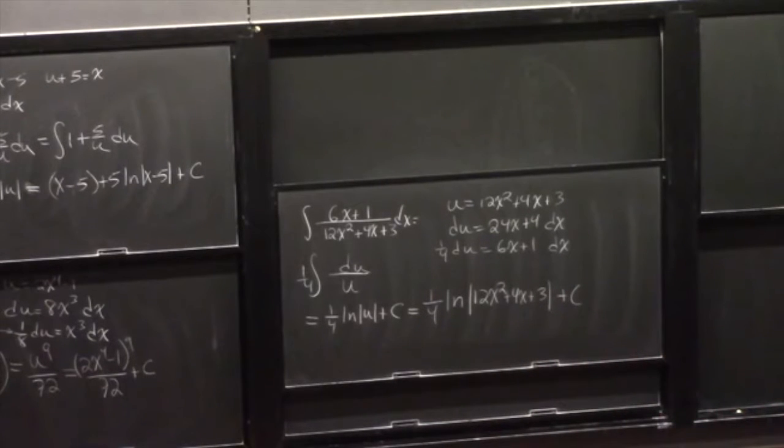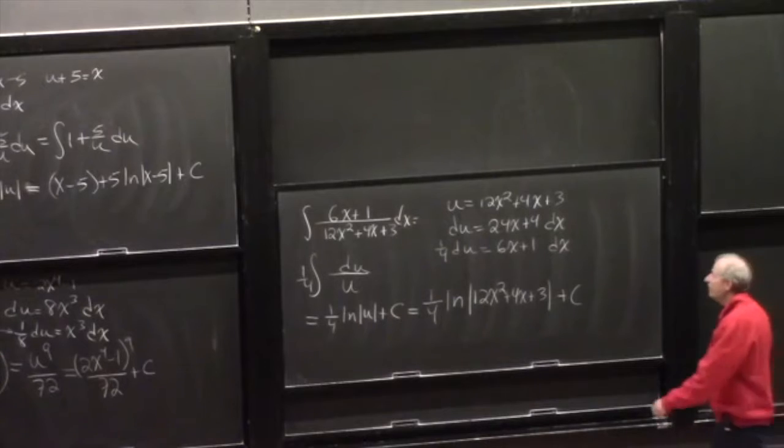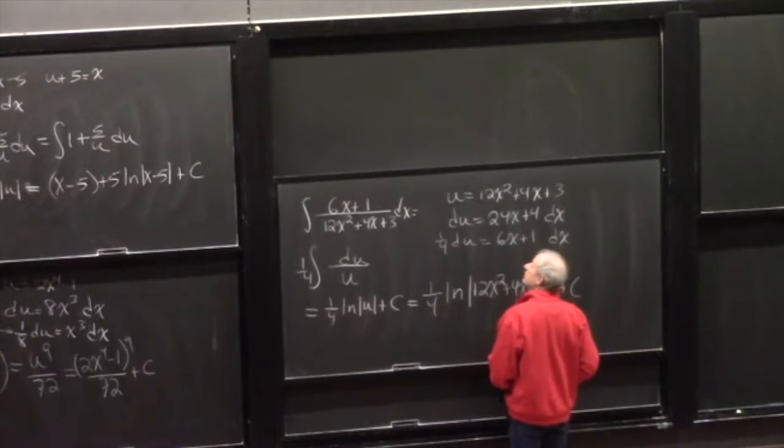12x squared plus 4x plus 3 is always positive. You don't actually need the absolute values, but whatever. If you're not sure, leave them in. Even if you're writing an absolute value of 3, I mean, you're silly, but it's not really wrong. Okay, so far so good? Okay, last one.